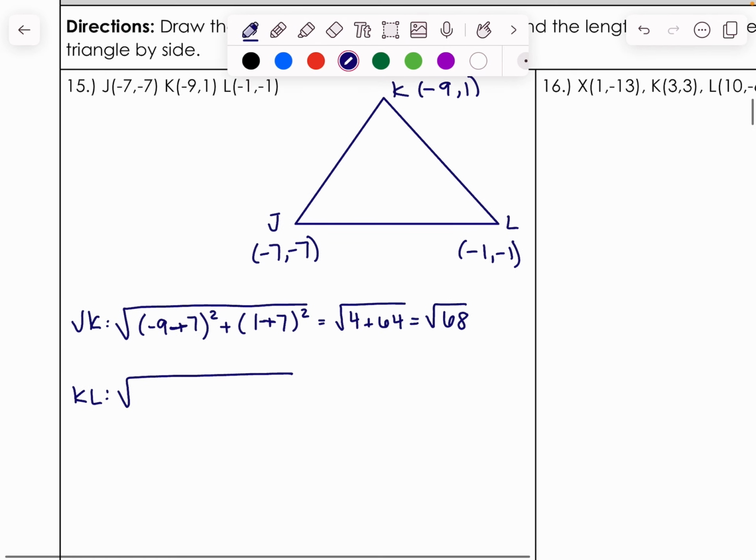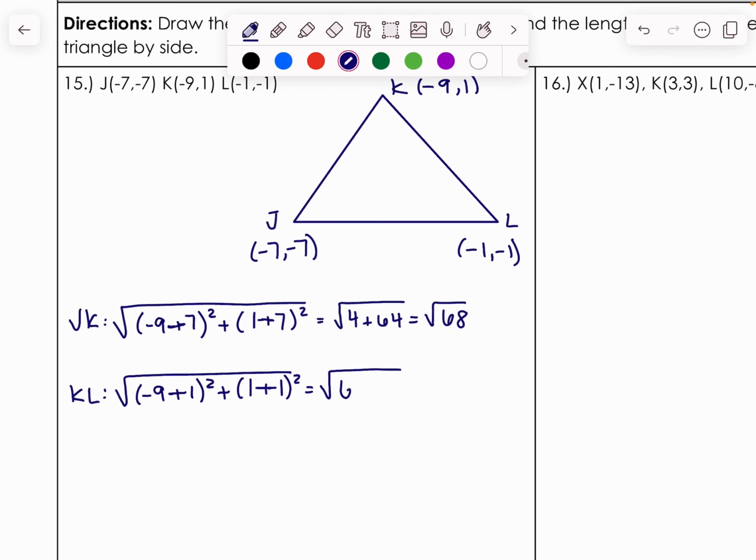All right, so I'm going to do -9 minus -1 squared plus 1 minus -1 squared. And again, both those negatives turn positive. Okay, so then I have -9 plus 1 is -8, and then -8 squared is going to be 64. Okay, and then we have 1 plus 1 is 2. 2 squared is going to be 4. And again, this one's also square root of 68. So right now, I know that JK and KL are all the same.